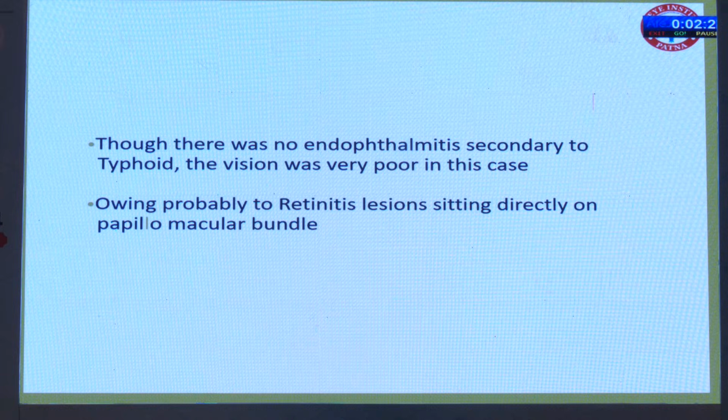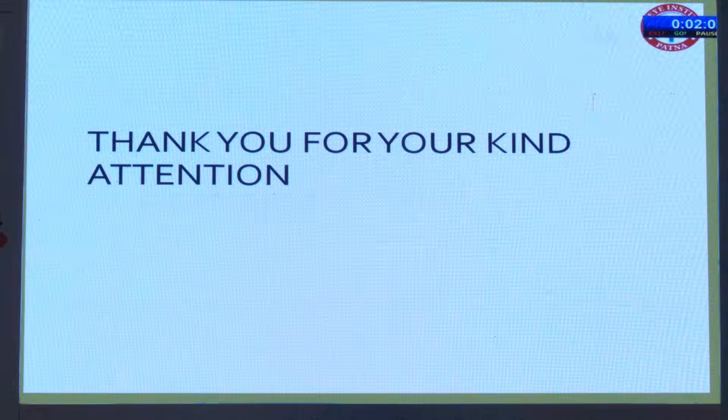So though there was no endophthalmitis secondary to typhoid, the vision was very poor in this case, and more or less I attribute it to probably the retinitis lesions sitting directly on the papillomacular bundle and choking the entire papillomacular bundle. Thank you so much for your kind attention.